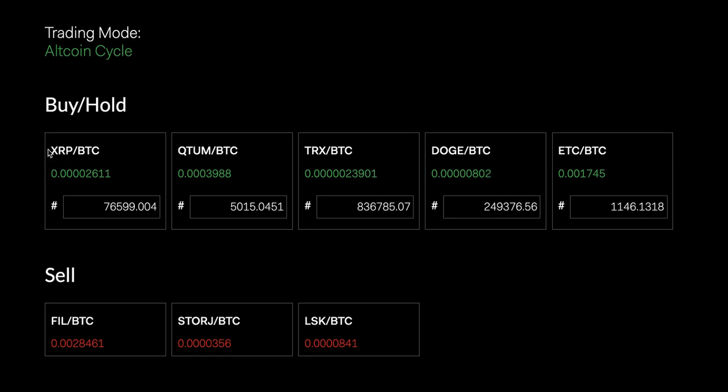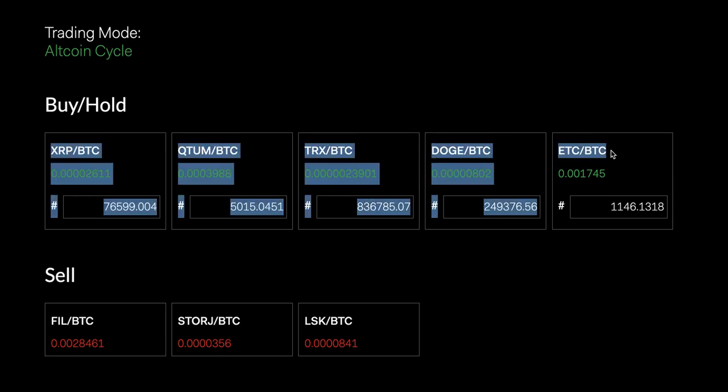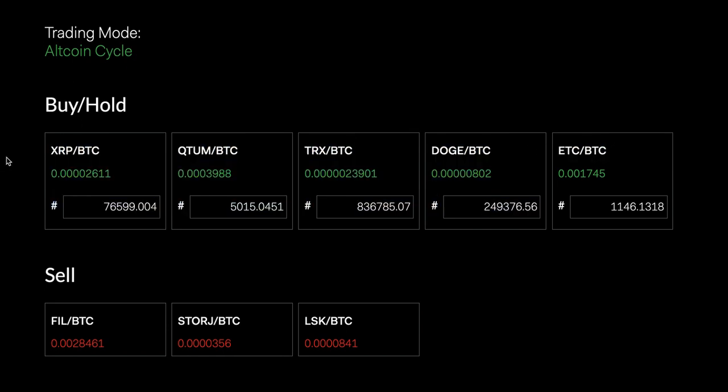So for last week, these are the things, and for this week, these are the coins that you're supposed to hold. And it tells you the exact amount of each coin that you're supposed to hold. And it tells you which ones you're supposed to get rid of from last week. So you got rid of these 3 from last week, and these are the 5 that you're supposed to hold.